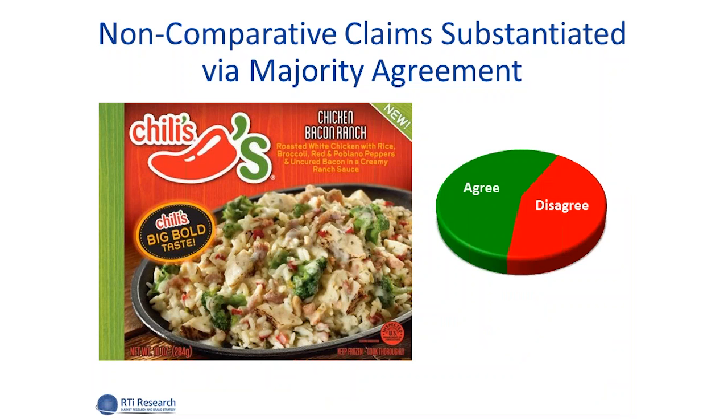So talking about non-comparative claims, these are actually typically monadic because we're just making a claim about one thing, one product, our product. We're saying our product has this, it has fresh taste, it has a soft texture, etc. And so it's try my product, and do you agree or disagree that it has this attribute?